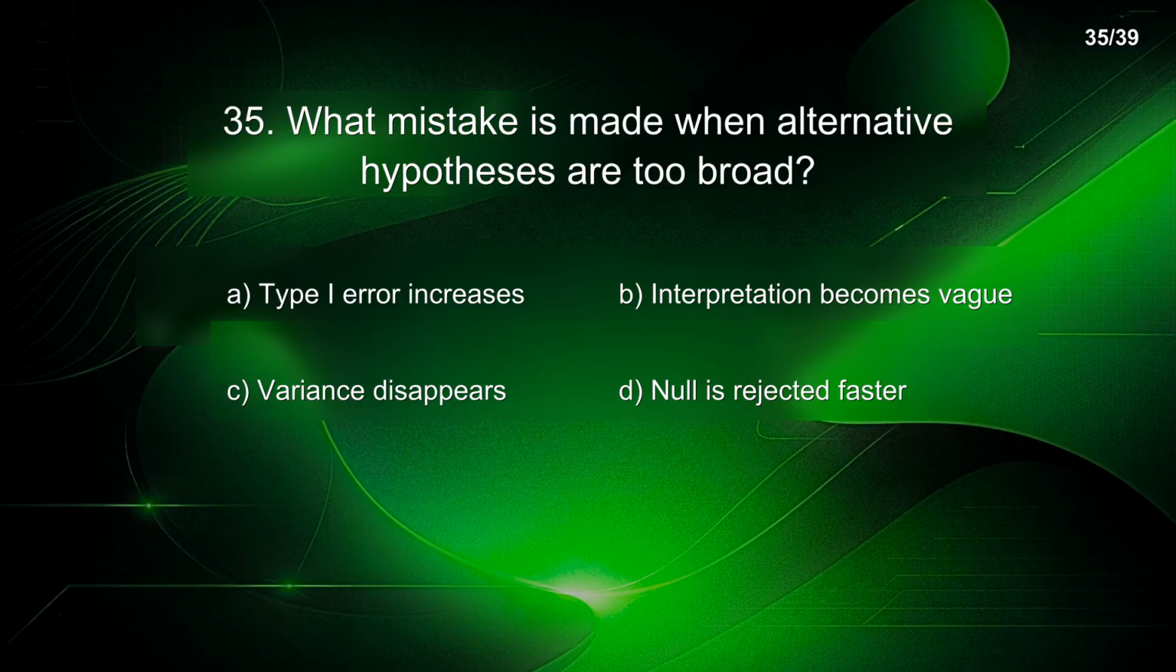35th question. What mistake is made when alternative hypotheses are too broad? A. Type 1 error increases. B. Interpretation becomes vague. C. Variance disappears. D. Null is rejected faster. Correct answer is B. Interpretation becomes vague.